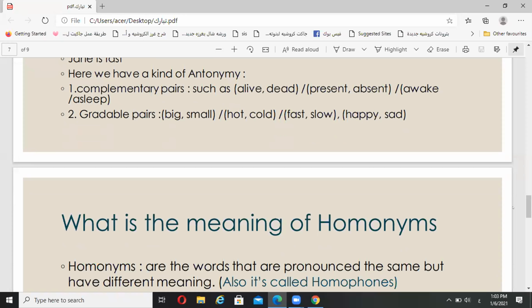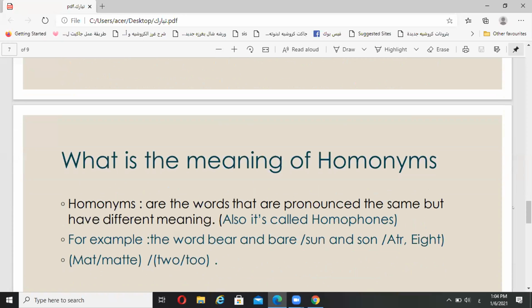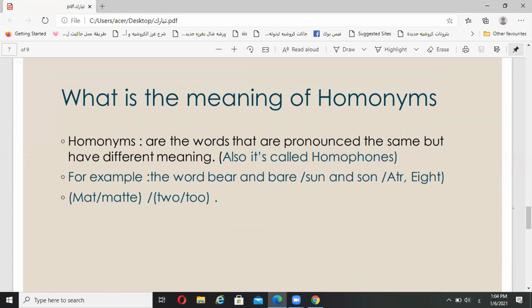Yeah, doctor. The second one is a gradable pair. You can use it with a quantifier, and you can use it with a comparative and superlative. So you can say very big. You can say biggest or bigger. This is a gradable pair. Bravo, Tabarak. Yes. Like we say very big, very small, and so on. Yes, you can use a quantifier, comparative, and superlative.